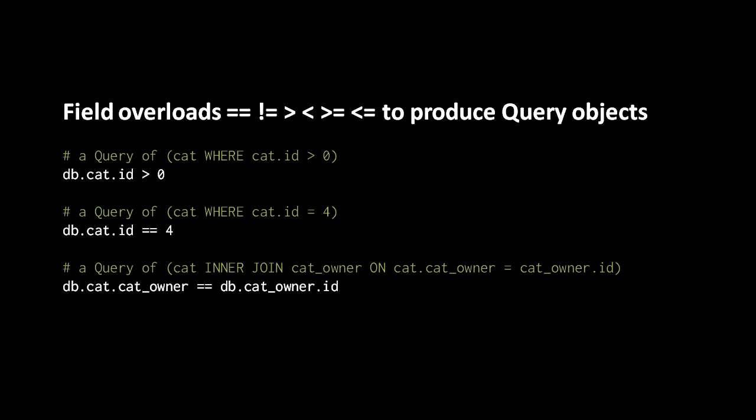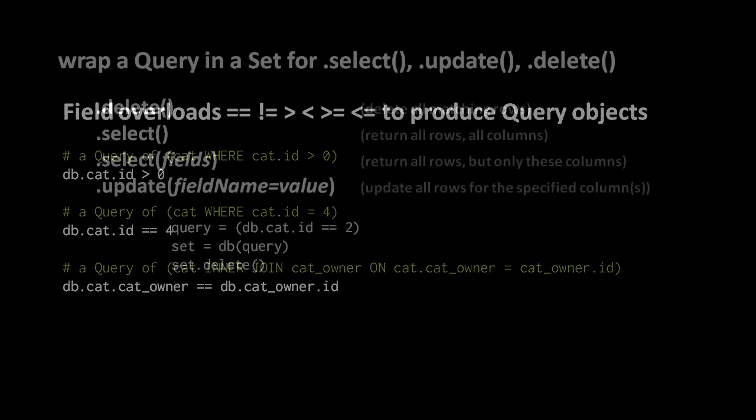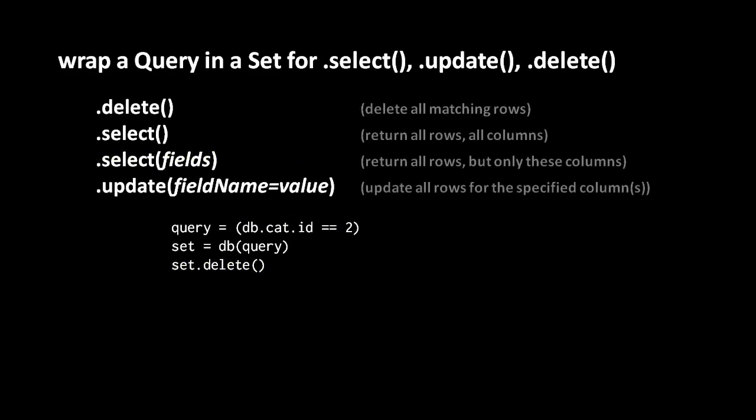Now, to actually use these queries to do an actual select, update, or delete, we first have to wrap the query object in a set object, because it's the set class which actually has the methods select, update, and delete, which, as I discussed earlier, I believe is actually just a mistake in the API. The query object itself should have just had these methods, but for whatever reason, this unnecessary complication made it in the early days of Web2Py, and it's stuck around since then.